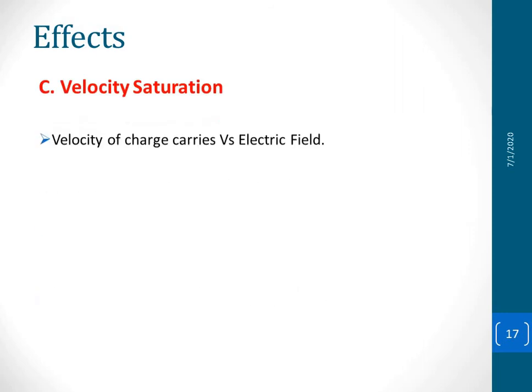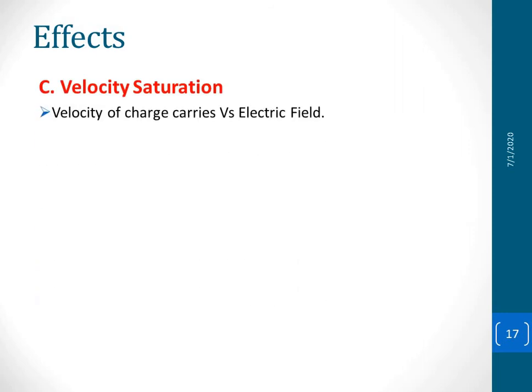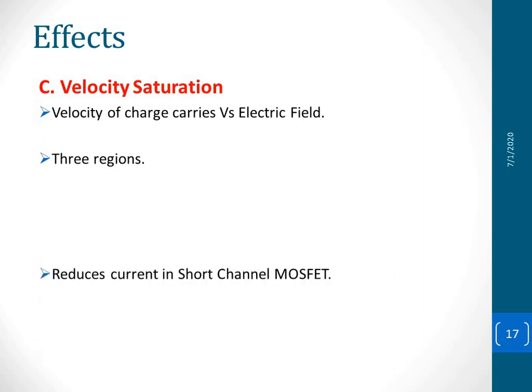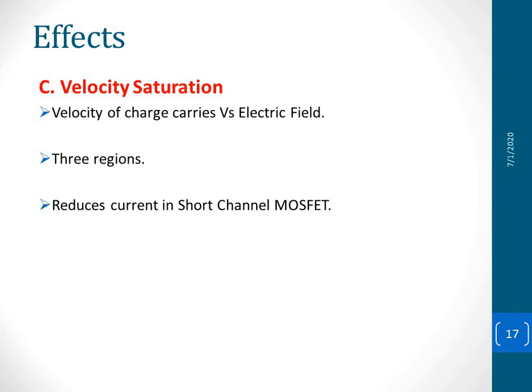The next effect is velocity saturation. Velocity of charge carriers versus electric field. If you see, there are three regions of operation in the MOSFET that you all know. That is the cutoff region, saturation region and linear region. So when you are scaling down, that means the channel length is also reduced. That means the number of particles at that particular effective length will be more.